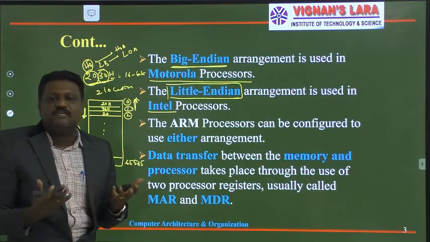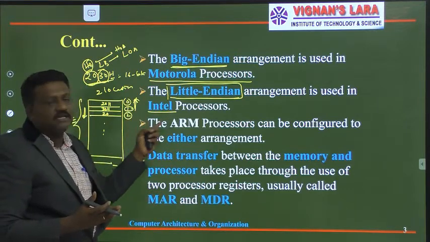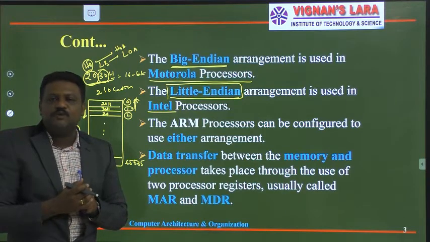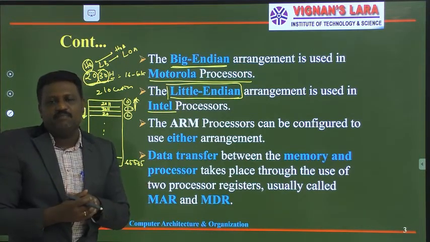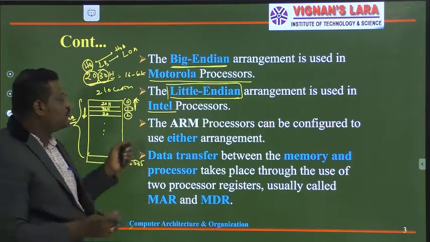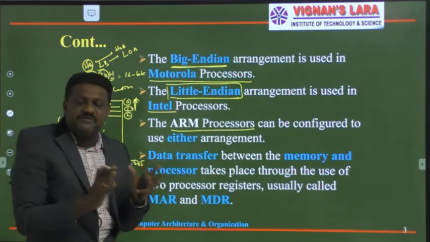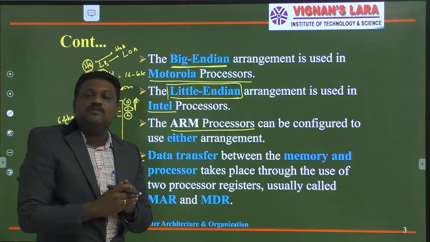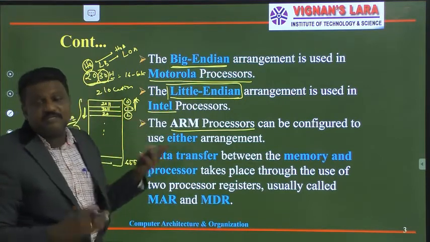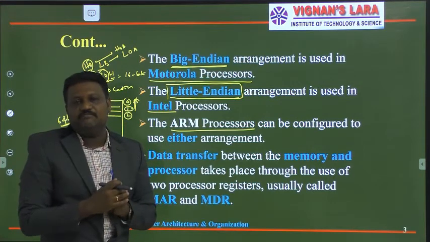Where we found this type of arrangement, that means we make our computer system with Intel processors or CPUs. I hope you understand the difference between little endian and big endian. And we have one more variety: if you go for ARM processor based systems, in those ARM processors, they support both types of arrangements. That means they support either big endian style or little endian style.